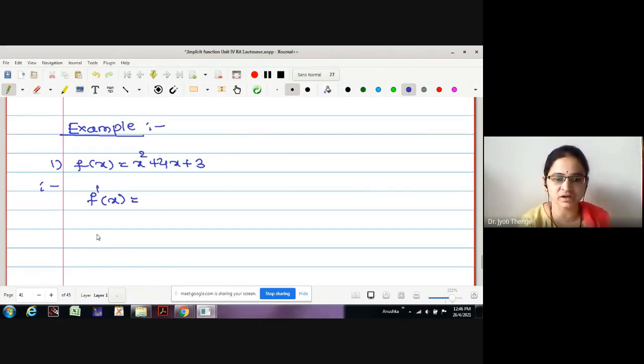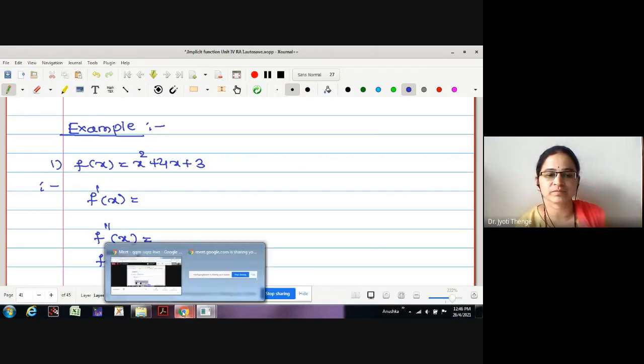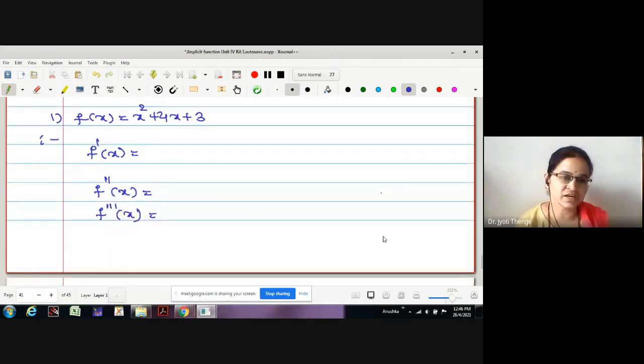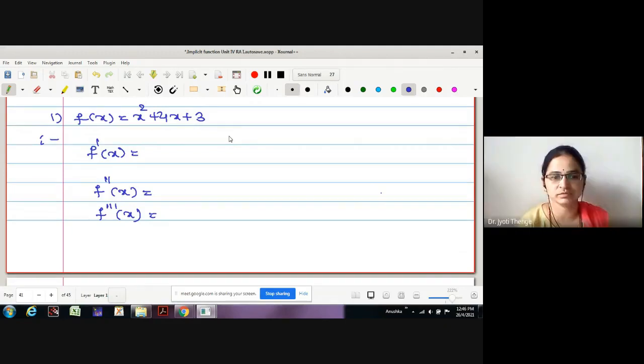What is the first derivative here? How many derivatives exist? I hope students are with me. What is the first derivative of this function? 2x plus 4. Good. Wait a minute. This is 2x plus 4.